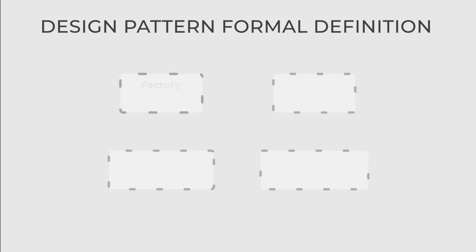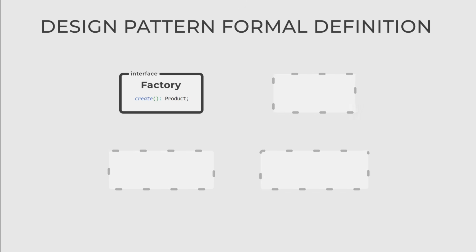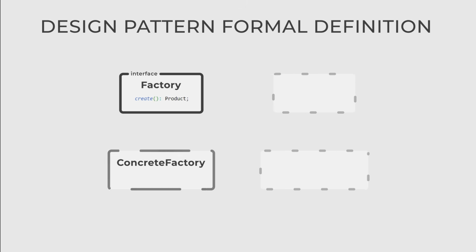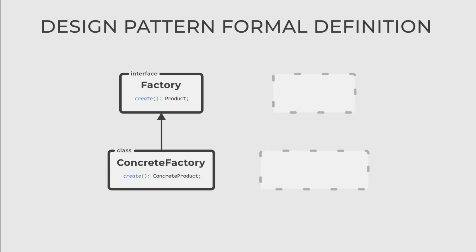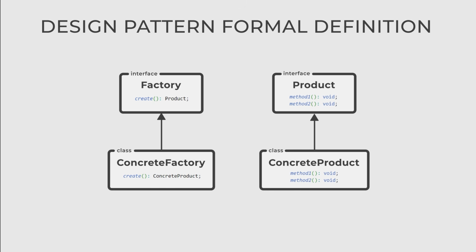The first one is the Factory. Factory is an interface that declares a factory method, responsible for creating objects of a particular type. The next one is Concrete Factory. This is a subclass of Factory that implements a factory method for instantiating concrete product classes. The next actor is the Product. It is also an interface that defines methods for objects created by a factory method. And the last actor is Concrete Product, a Product's subclass that implements the specific functions of the created object.